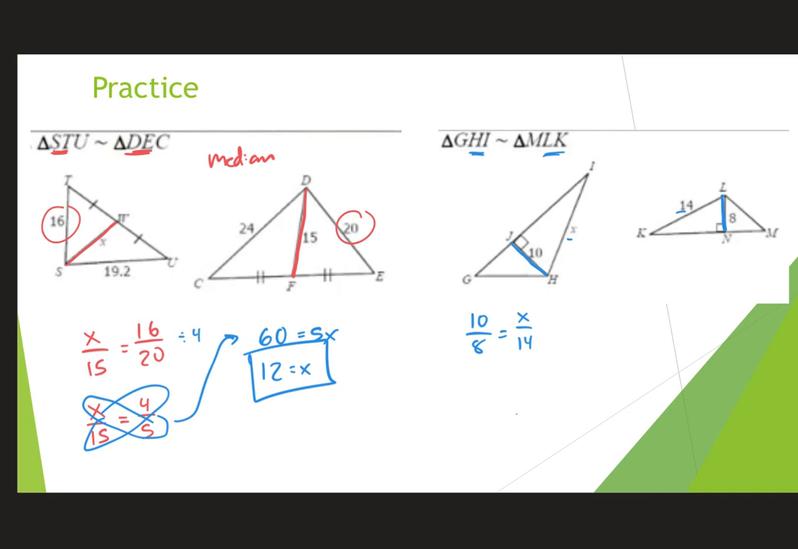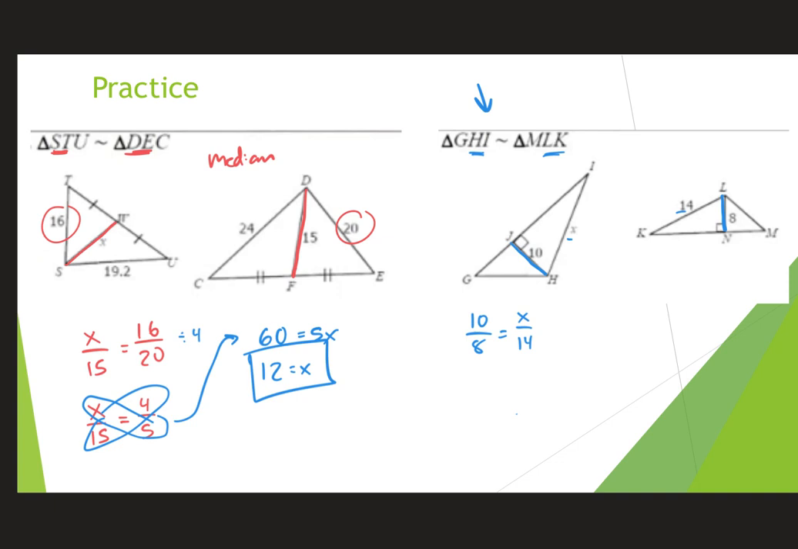Okay, so here's the setup. We have 10 over 8 is equal to x over 14. If you have this rearranged as 8 over 10 equals 14 over x, it's not going to affect your math, but it does go against the statement. And since we have a similarity statement, we're going to order our problem by the similarity statement, just so that everything stays organized.